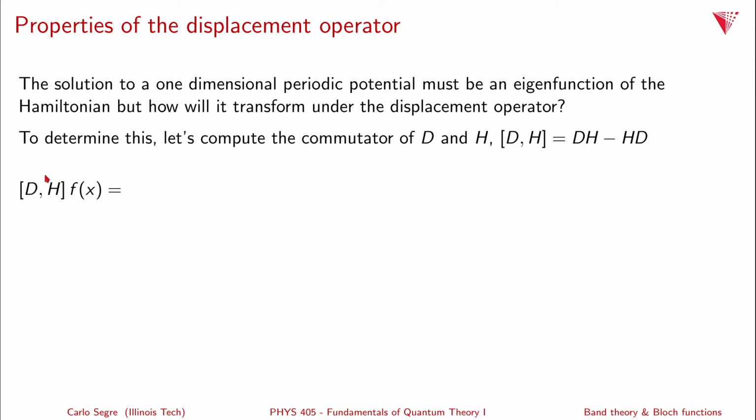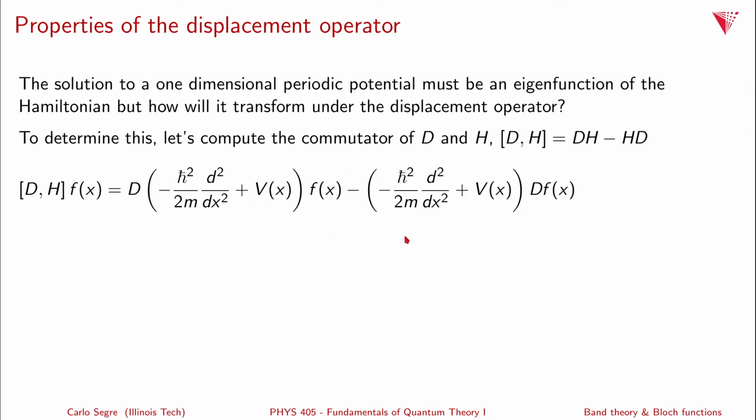So we take the commutator of D and H, apply it to f of x, and we get D and then the Hamiltonian, which is minus h bar squared over 2m d squared by dx squared plus V of x, applied to f of x. And then the second term is the same Hamiltonian first and then the D after. So now the first thing we can do is just apply D to f of x. When we apply D to f of x, it's going to give us f of x plus a. And here we're going to apply the Hamiltonian to f of x. Well, we know what that does too.